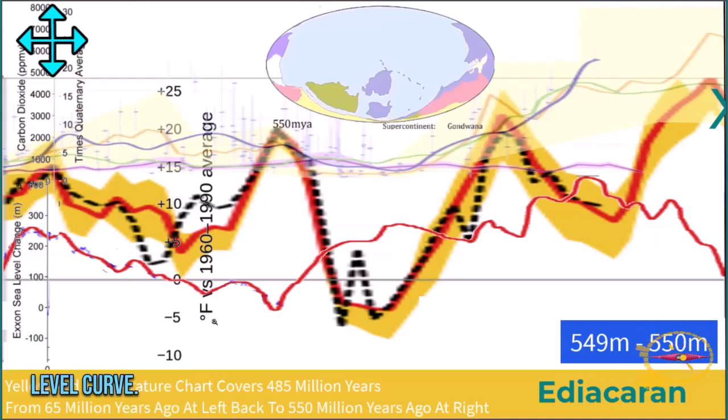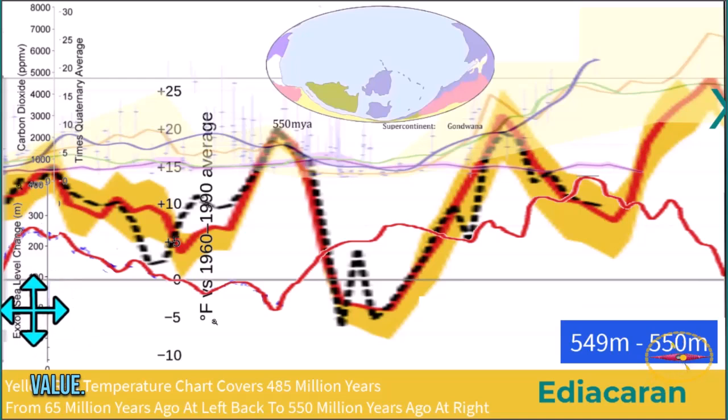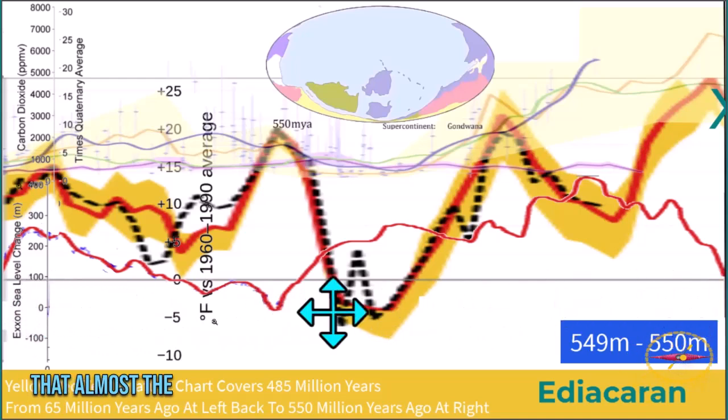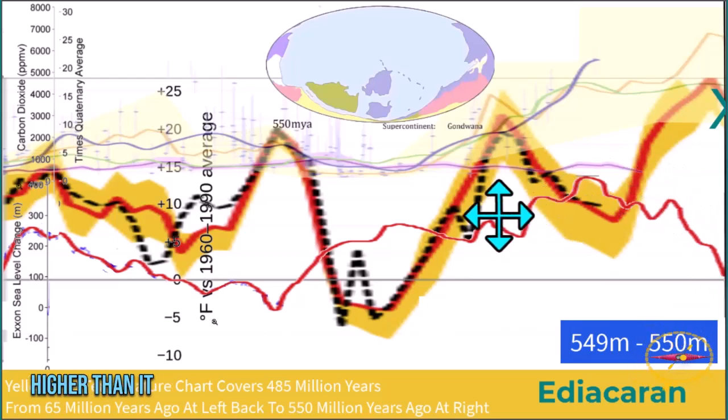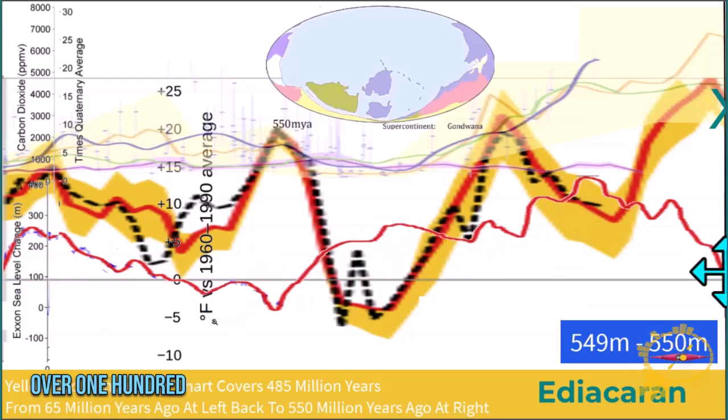Finally, let's look at the sea level curve. That's this red line here. This zero value which goes across this way indicates today's sea level value. So you'll note that almost the entire period of time during this time span sea level was much higher than it is today. As we start out going forward in time, sea levels are indicated to be just over 100 meters higher than the present value.